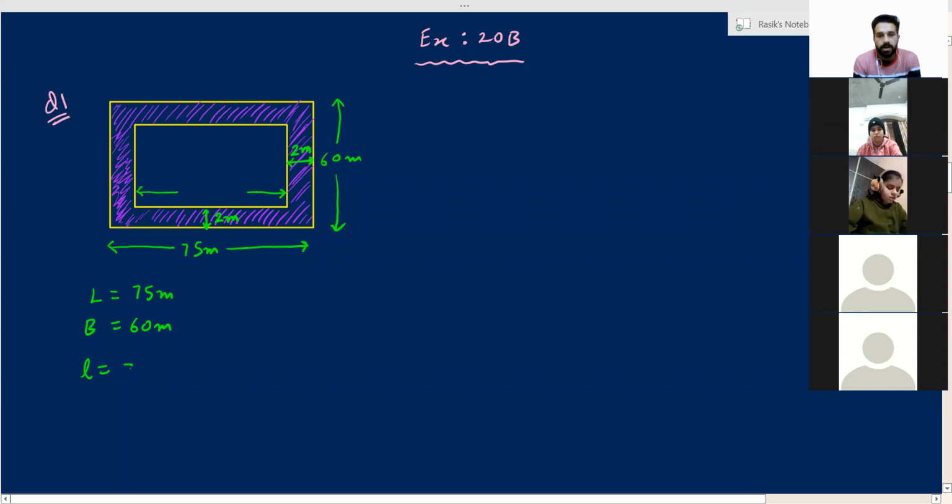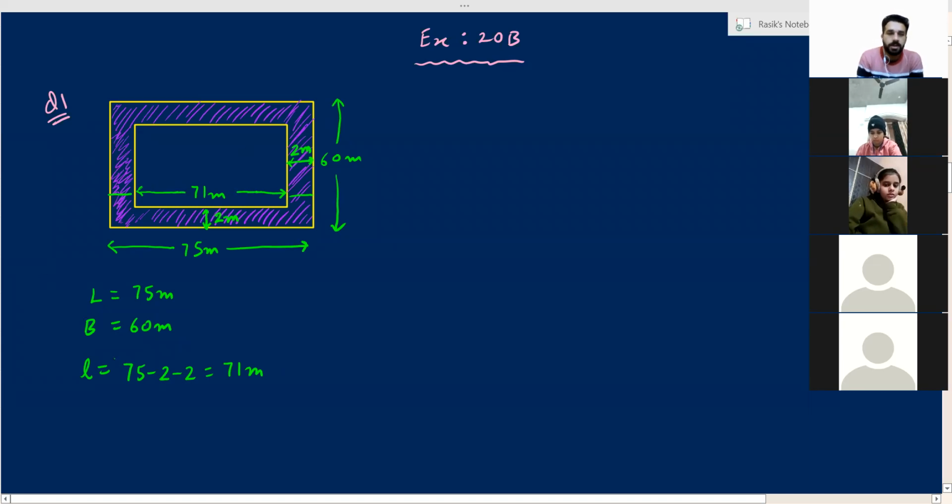So how we can find it? Subtract 2 meters from both the sides. Subtract 2 meters from the left side and subtract 2 meters from the right side also. So what do we get? We get 71 meter as the length of the inner rectangle. 71 meters. Clear, all of you?